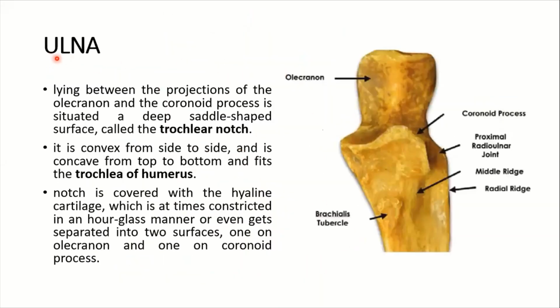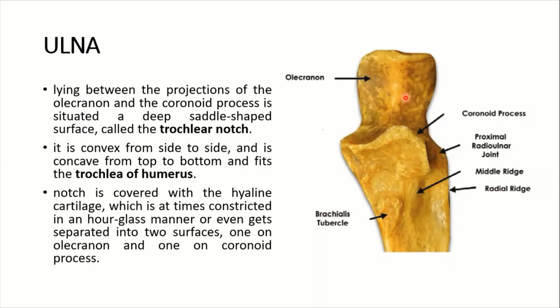Again, the ulna continues. Lying between the projections of the olecranon and the coronoid process is situated a deep saddle-shaped surface called the trochlear notch. This is some detail of the trochlear notch, a deep saddle-shaped surface. You could see that from side to side, it is convex.